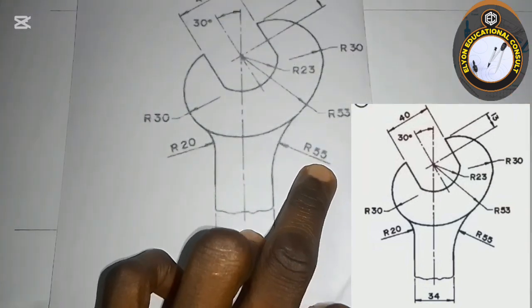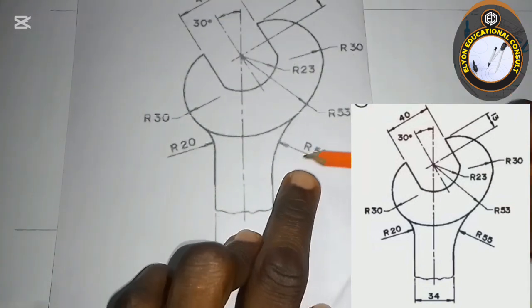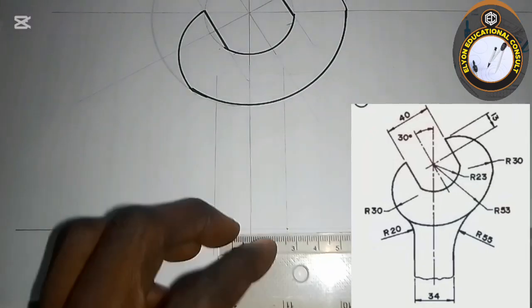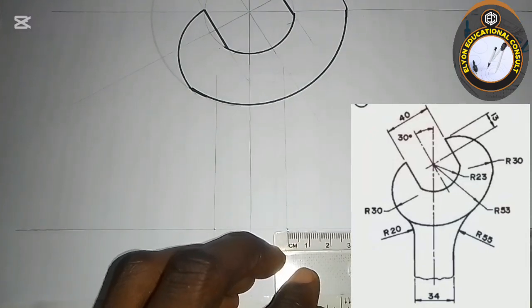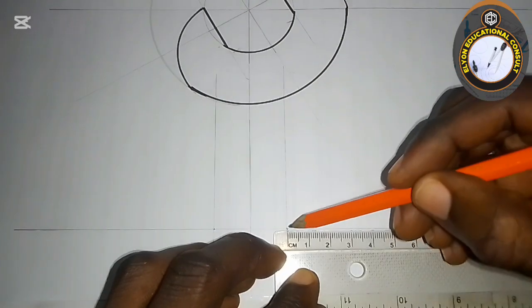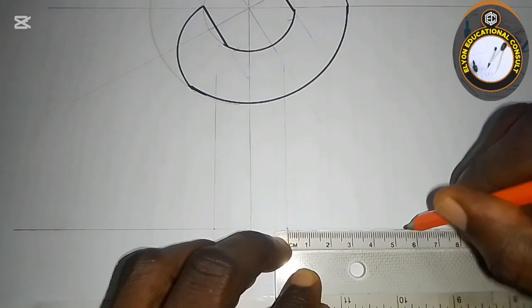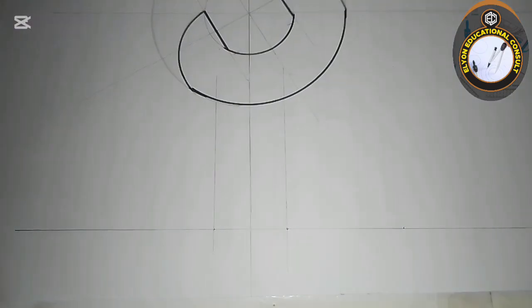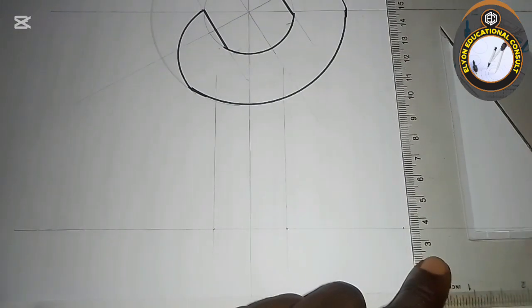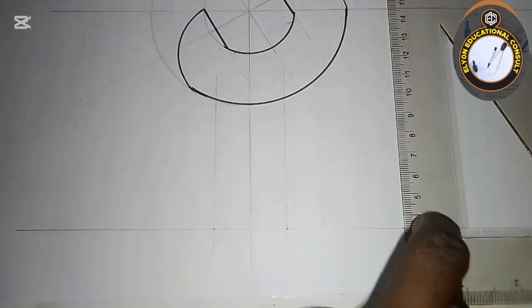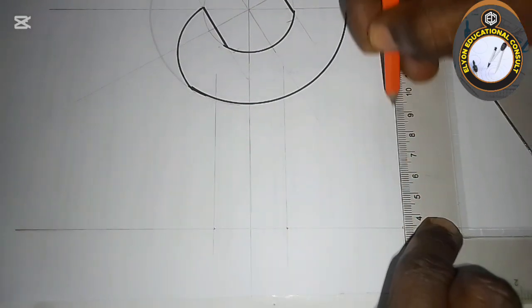Now the first thing we're going to do, this radius here is 55. Okay, so all I need to do now, I will measure 55 here first. Let's measure 55 starting from this part here. Okay, 55, that is 5.5. From that part I will draw a straight line because it's not a circle, it's a straight line. So I will draw a straight line up this way.